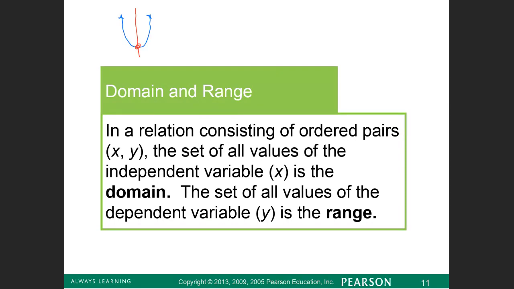So if you're asked to find the domain and range for this parabola, the domain would be all real numbers. So let's say I have here my x-axis and here my y-axis. The vertex actually is at the origin, which is 0, comma 0. So the domain would be negative infinity going to infinity because it occupies all values for x.